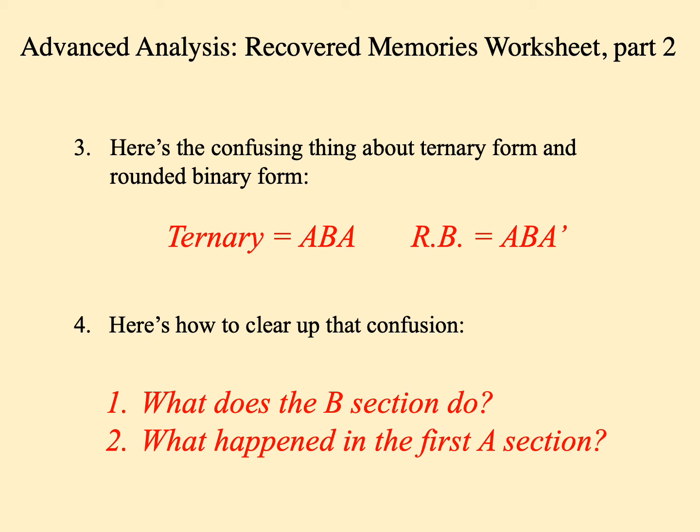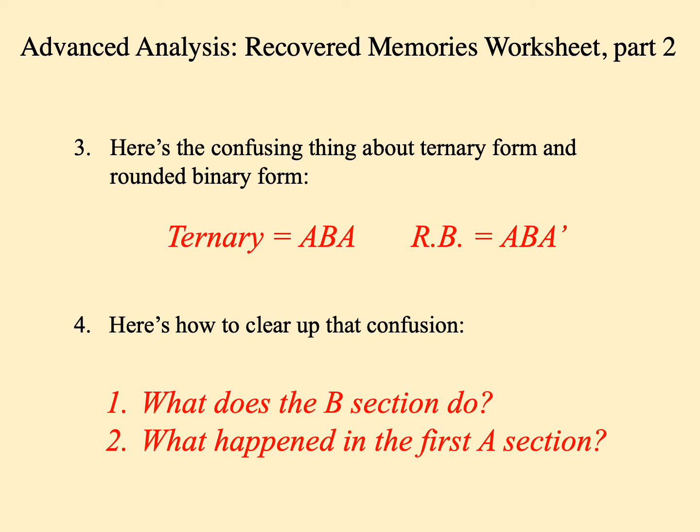But a ternary A section tends to be tonally closed. If it starts in F minor, then the A section of a ternary form probably ends on a 1 chord in the key of F minor. So those are the two ways to tell rounded binary and ternary apart.